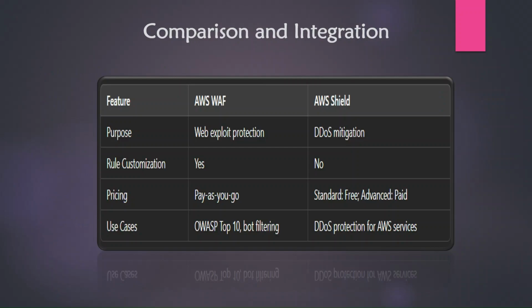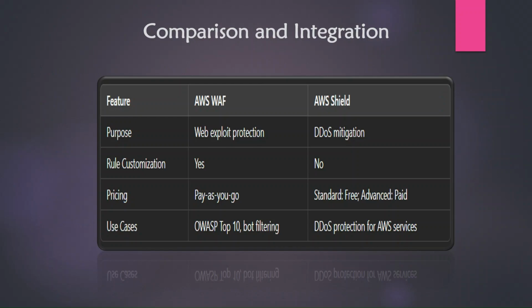So the next topic is comparison and integration of AWS WAF and AWS Shield. The first feature here is purpose. AWS WAF is designed to protect web applications from common web exploits like SQL injection, cross-site scripting, and other vulnerabilities. It helps block malicious web traffic before it reaches the application.